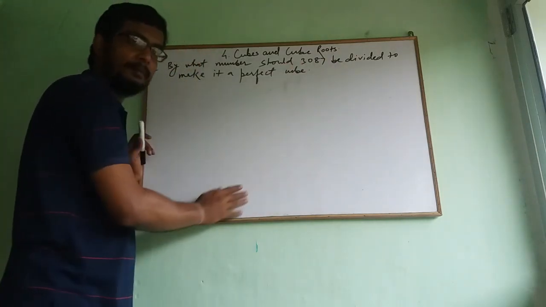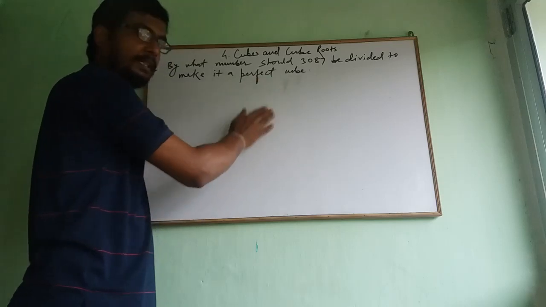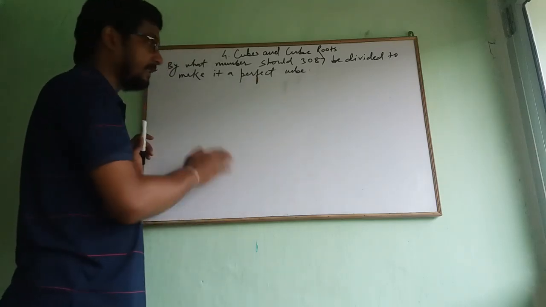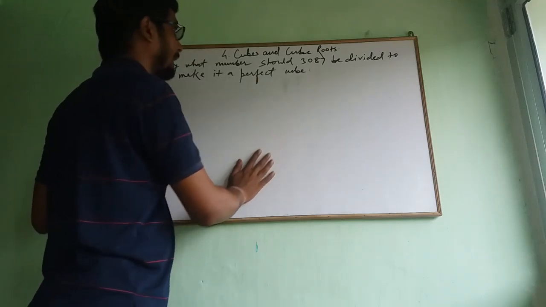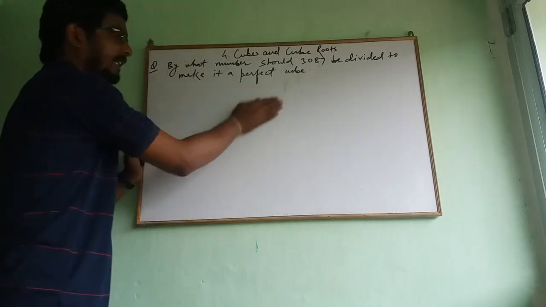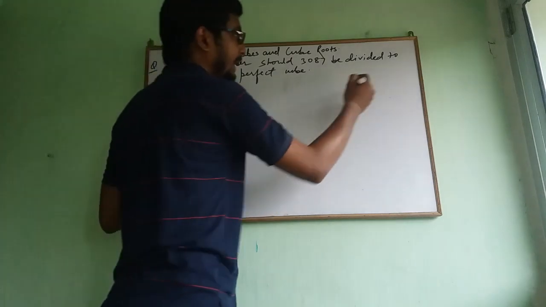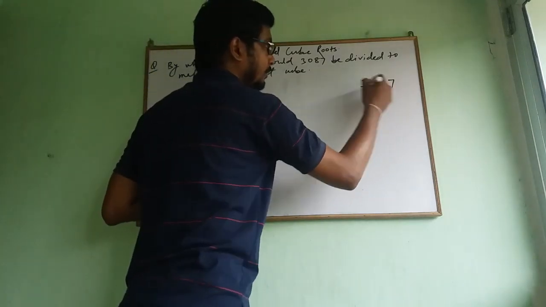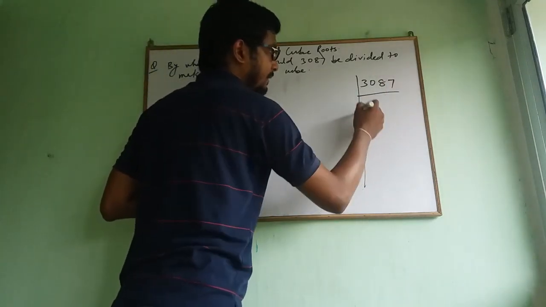I have taken the same number as in the previous question, so that you can easily understand the concept behind it. So, by what number should 3087 be divided to make it a perfect cube? For finding it, again I have to prime factorize the number.